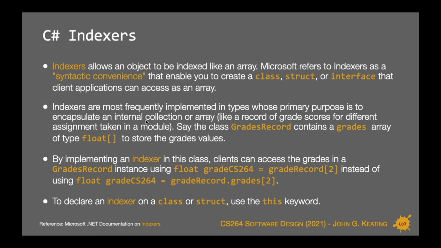So for example, say the class grades record contains a grade array of type float to store the grade values. Then we can have an indexer on that class, and we can access the record information using this dot notation, in addition to the index on the object. Okay? So it's fairly straightforward. If you have an indexer on a class or struct, you must use the this keyword as well. Okay, it's just that sometimes people forget that. It's useful to do.